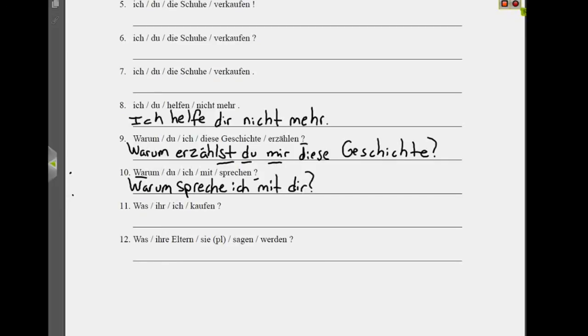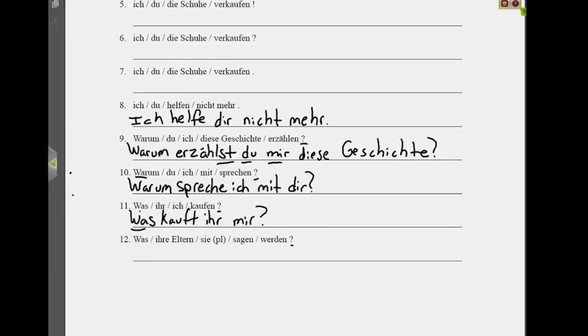Nummer 11. Here we have again a question, and this one starts with the question word was. And this one we have what am I buying you, or what are you buying me? Let's go with the you being the subject in this sentence, so we change the kaufen to kauft, then our subject, was kauft ihr. Because was is technically our direct object here, that makes ich the indirect object, mir. Was kauft ihr mir? What are you buying me?